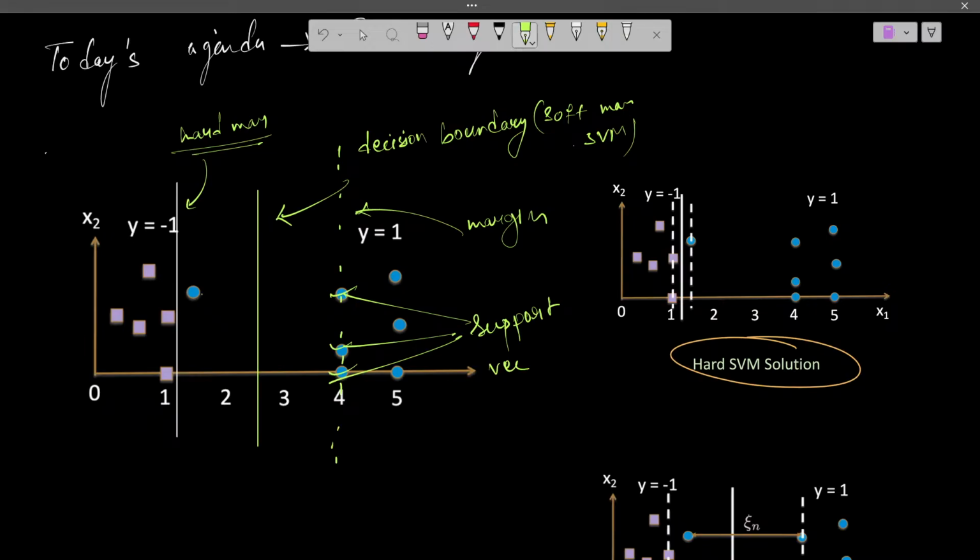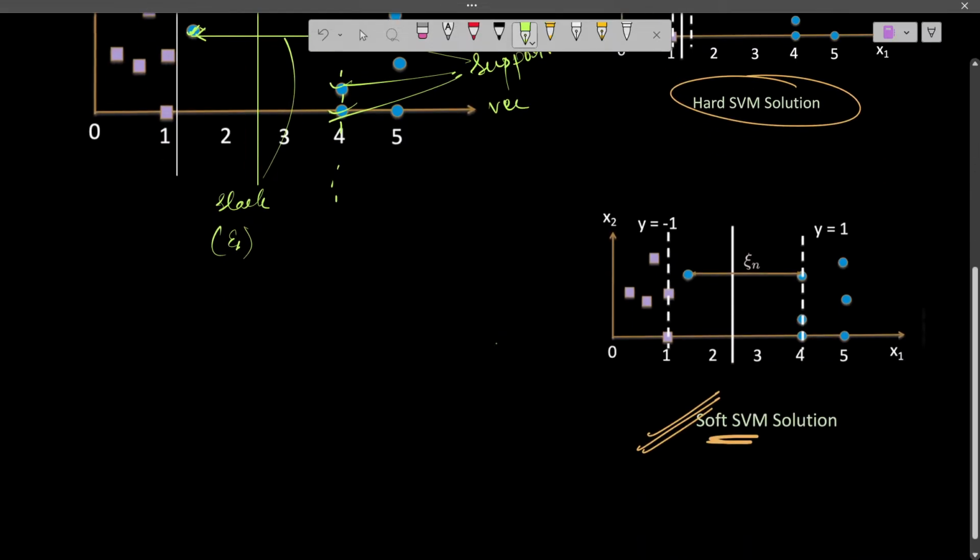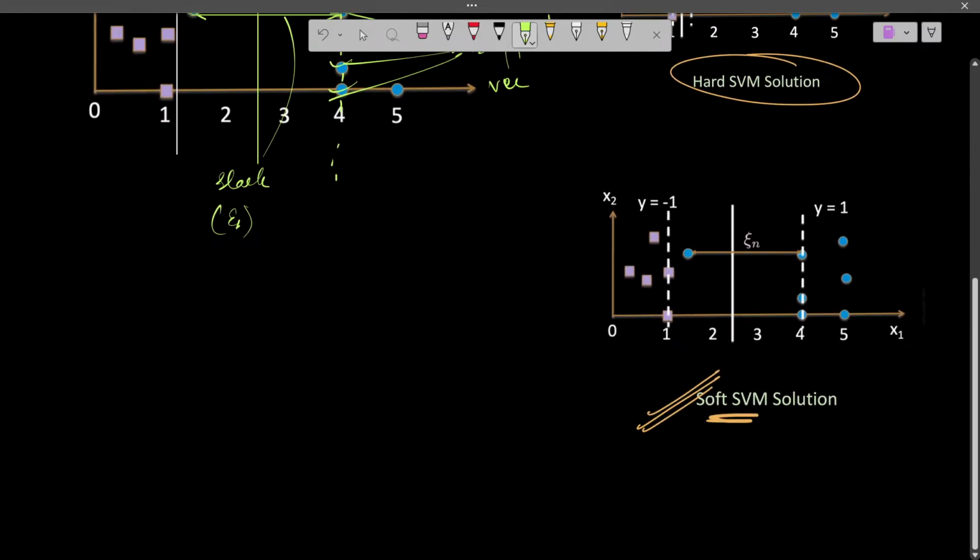So this point should have been something like here, but unfortunately it is here. So this is basically what we call slack, which is nothing but xi, right? So this is the soft margin SVM revision we are doing. Then we'll see the proof and all.